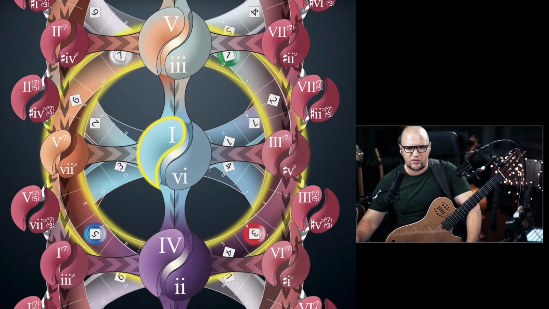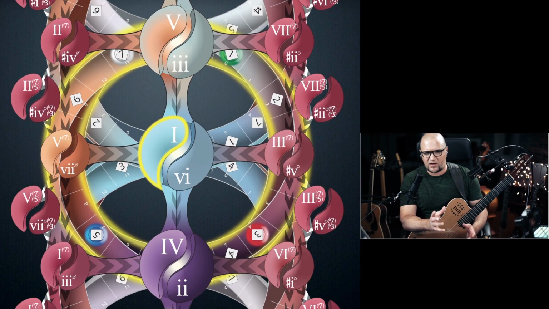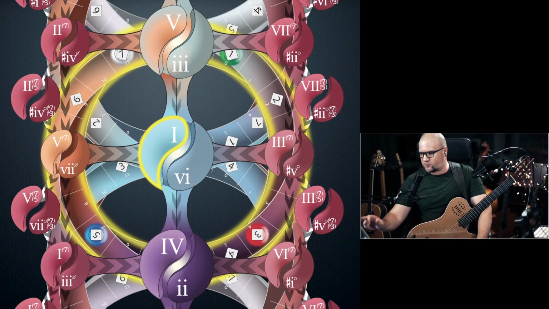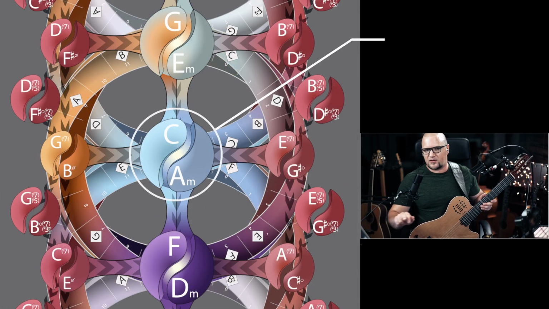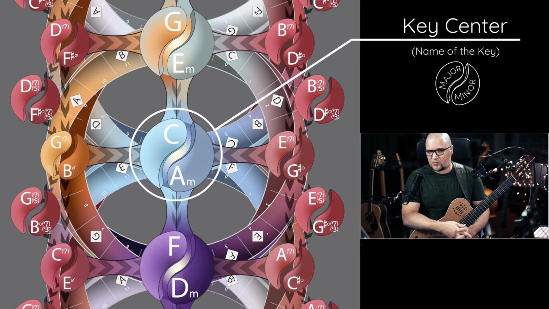So the reason we created this was to have a game board way of doing stuff by ear, so that you'd know what all your possibilities are when you're listening to a song. For example, if I'm in the key of C, I know that the center of my key is C major or A minor. And then I know all the chords that could possibly happen.